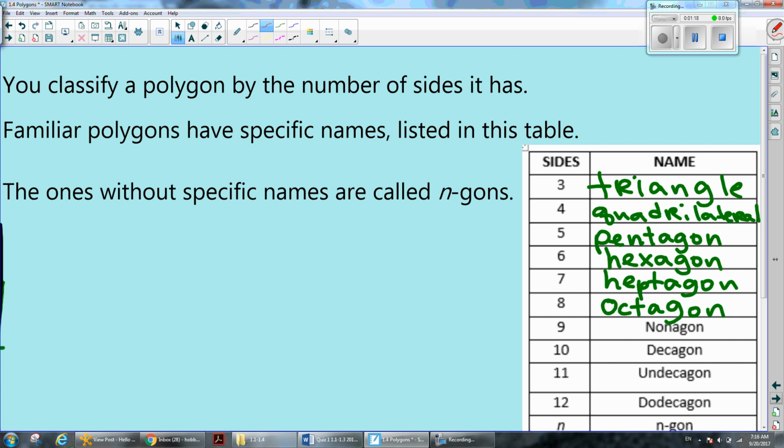Okay, so to classify a polygon, you look at the number of sides it has. So here are some specific names in this table. Take a second and copy those in. Usually anything bigger than 12, we don't see that often. They don't really have common names. If it has n sides, we call it an n-gon. So if a polygon had 25 sides, we would call it a 25-gon.